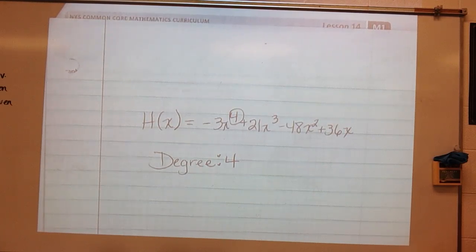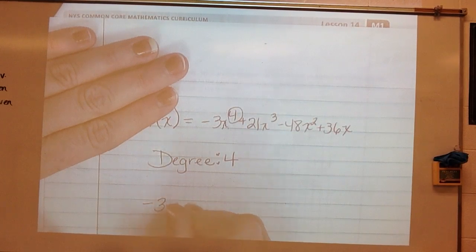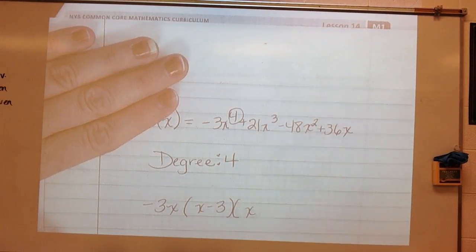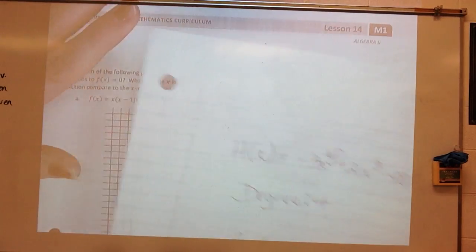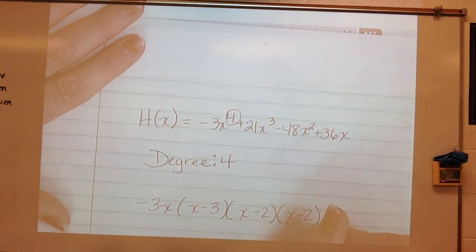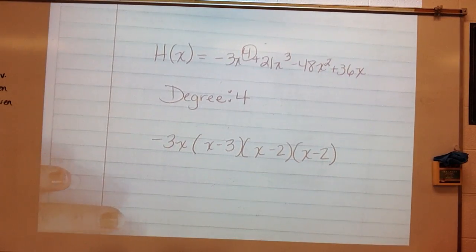How can you find the degree of the function from its factored form? This is how I factored it. So how can I find the degree of the function from its factored form? You are going to add the highest degree term from each factor.